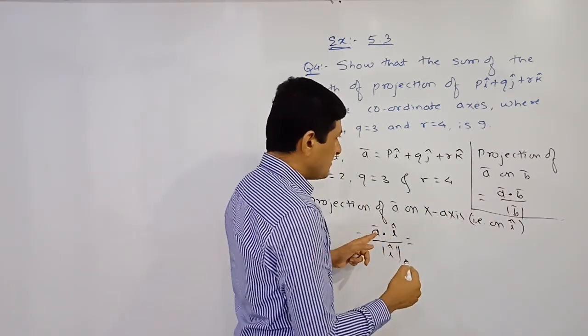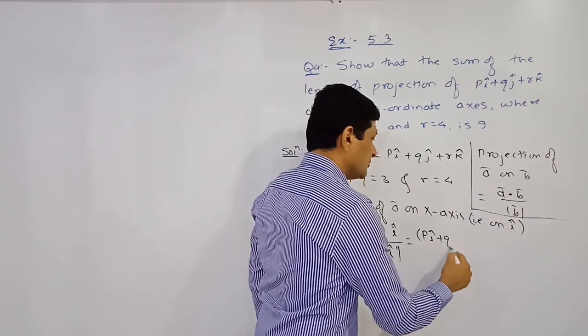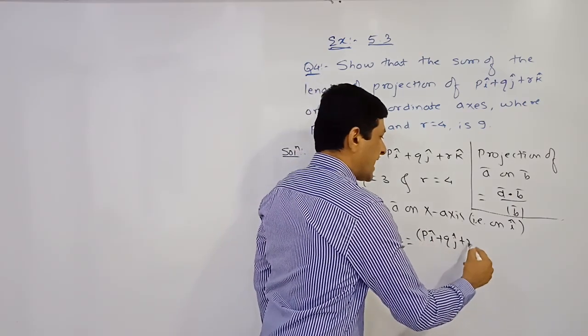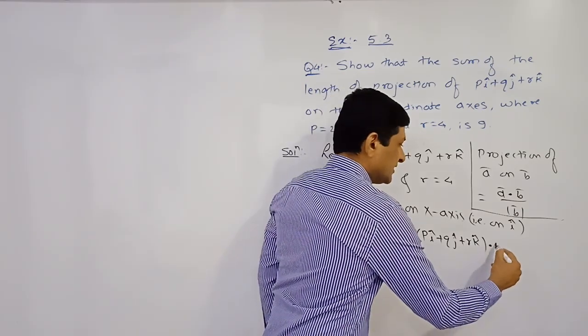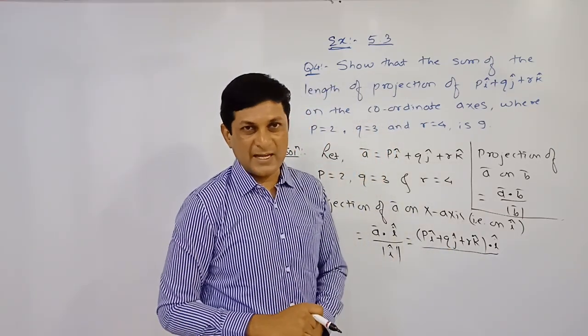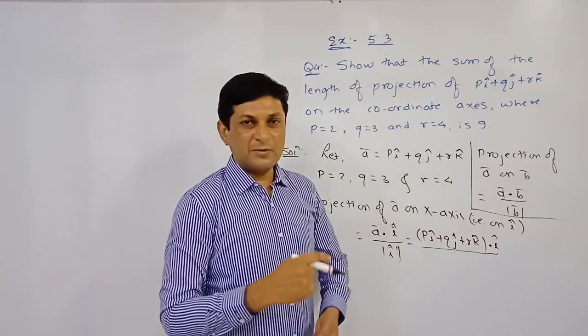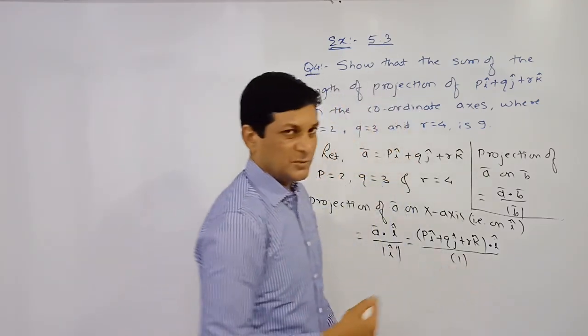Now substitute the values. What is the value of A bar? A bar is equal to P i cap plus Q j cap plus R k cap, dot I cap. Keep it as it is. In the denominator we substitute the magnitude of I cap. We know that I cap is a unit vector along the x-axis, so its magnitude is 1, since it is a unit vector.